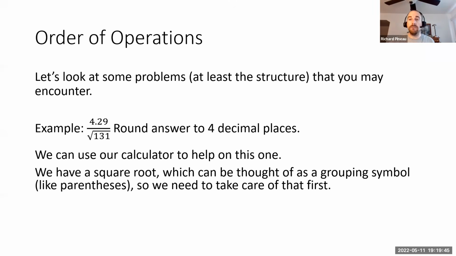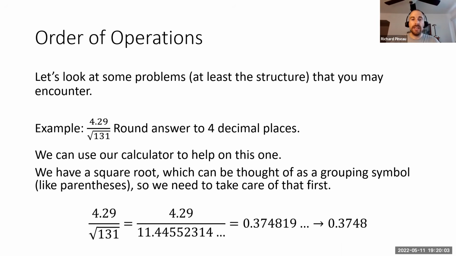Well, first of all, we can definitely use the calculator on this. That's going to be a useful tool here. Now you'll notice we've got a square root. This can be thought of as a grouping symbol, like parentheses, if you're thinking back to order of operations. So what we need to do is take care of the square root first. By take care of, I mean figure out what the square root of 131 is. So that's what we did. The 4.29 stays in the numerator, and in the denominator, the square root of 131 is 11.44 and a bunch of decimals. Keep as many decimals as you can.